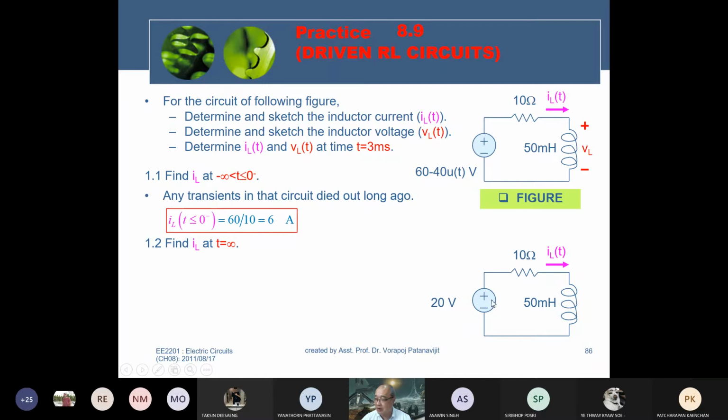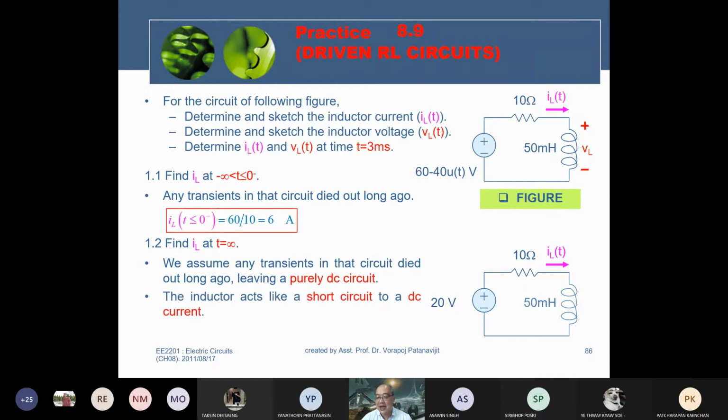the inductor is already fully charged. We assume that any transient in the circuit died out long ago, leaving a pure DC circuit. The inductor acts like a short circuit to the DC current. It's a short circuit again. Now you can compute the inductor current in that situation very easily. The voltage equals 20, the resistance equals 10. Therefore, I equals V divided by R. The inductor current equals 20 divided by 10, equal to 2 amps.